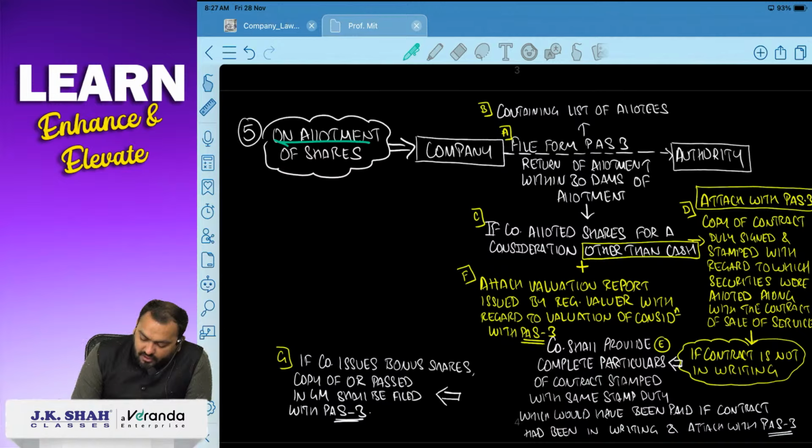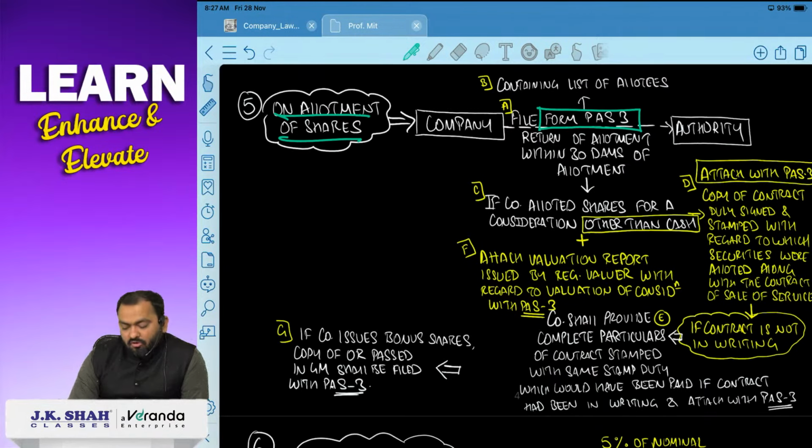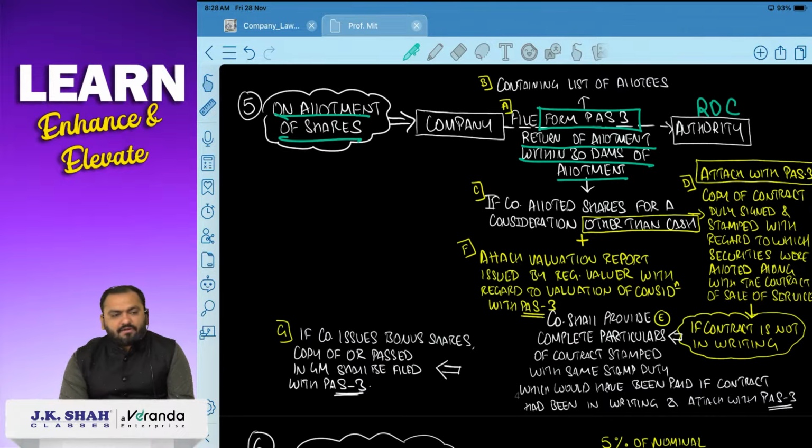Then on allotment of shares, once the allotment is done, now what shall the company do? Always the company has to file a return of allotment. Means after every allotment you will see this form, this is form PAS 3. This is the return of allotment which the company needs to file with the ROC, the authority, by filing form PAS 3. What is PAS? Prospectus and allotment of shares. Within 30 days of allotment. Once the allotment of shares is done, within 30 days the company has to file this return with ROC.